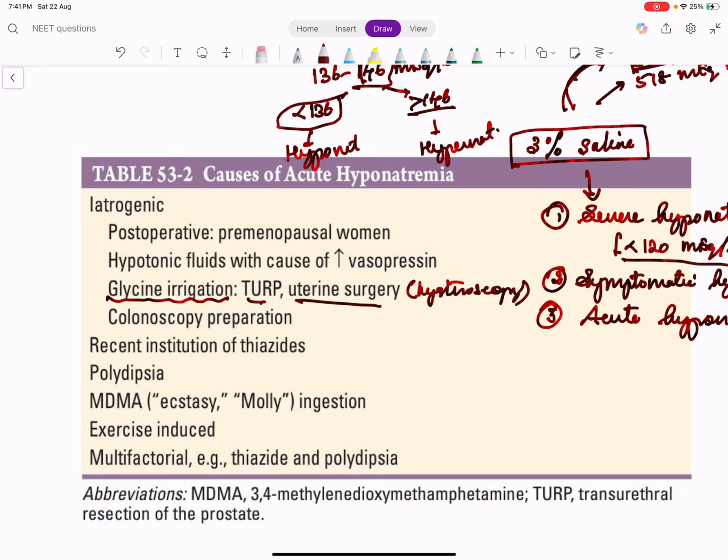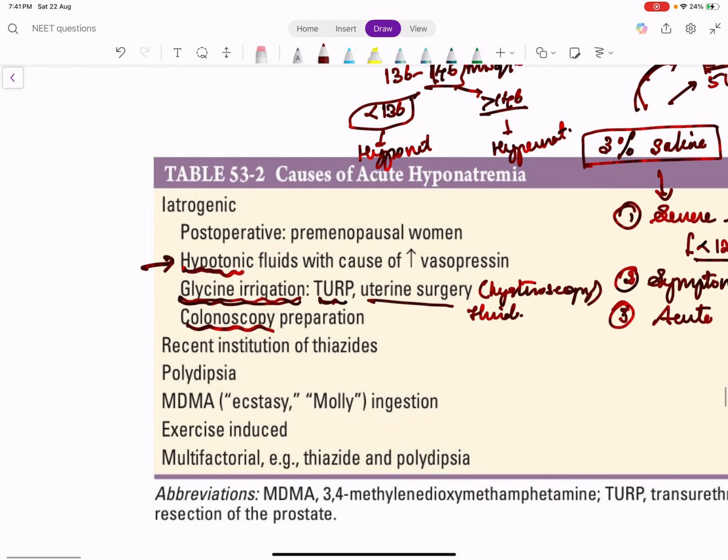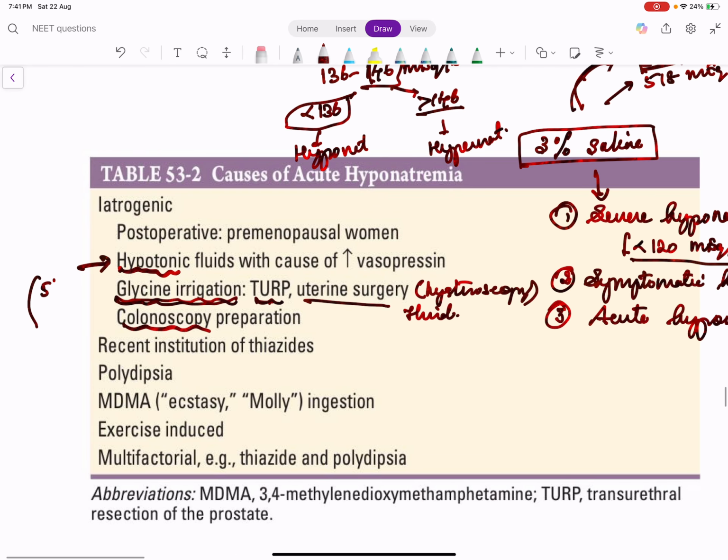instill a fluid which is called glycine. When it gets absorbed, that is called post-hysteroscopy fluid absorption syndrome. This fluid is low in sodium. So when this fluid gets absorbed into the blood, it will dilute the blood, leading to acute hyponatremia. So, glycine irrigation in TURP or uterine surgery, or we are inducing hyponatremia by wrongly giving hypotonic fluids. Which are hypotonic fluids? Dextrose containing fluids like 5% dextrose or 25% dextrose are called hypotonic fluids.